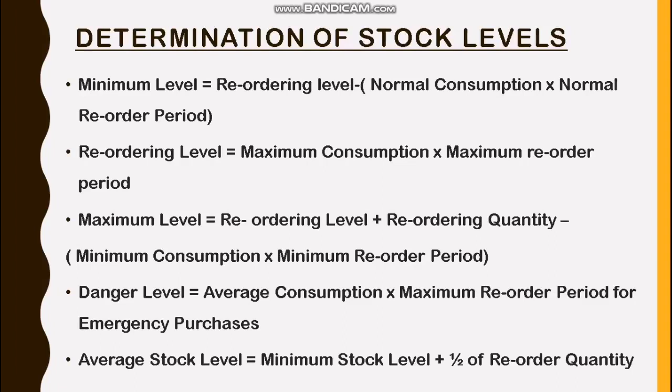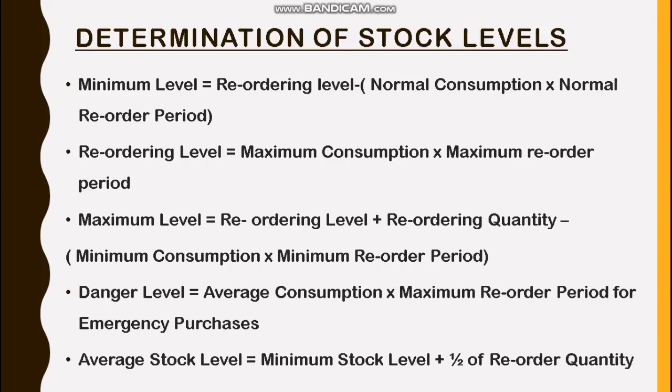Second one is the reordering level. It is equal to maximum consumption into maximum reorder period. Third one is the maximum level. It is equal to reordering level plus reordering quantity, which is to be ordered every time, minus minimum consumption into minimum reorder period. Next one is the danger level, which is also known as the khatra level. It is equal to average consumption into maximum reorder period for emergency purchases.